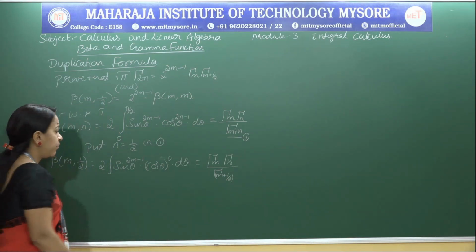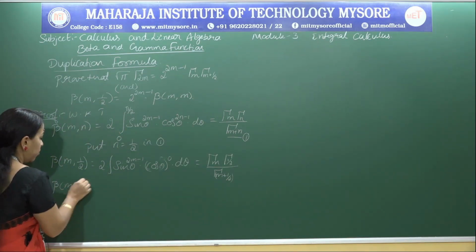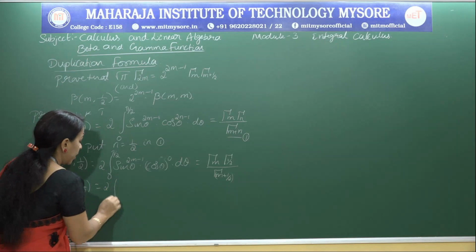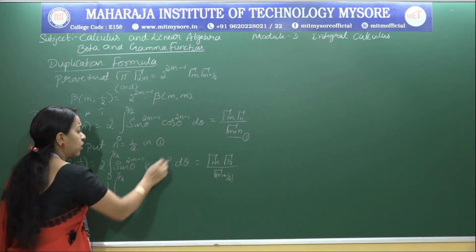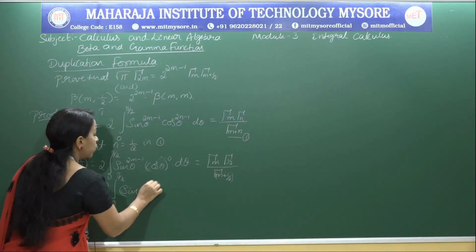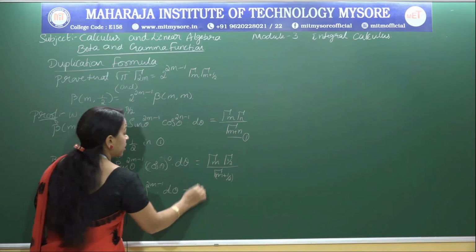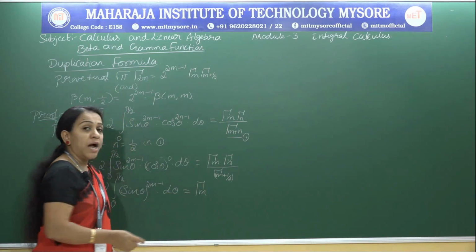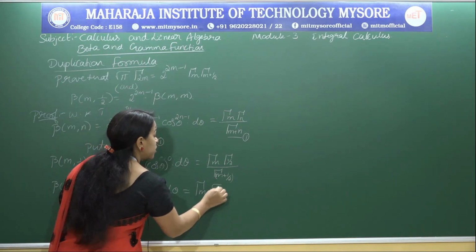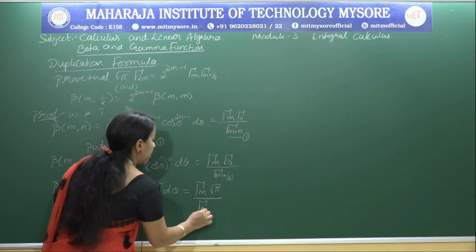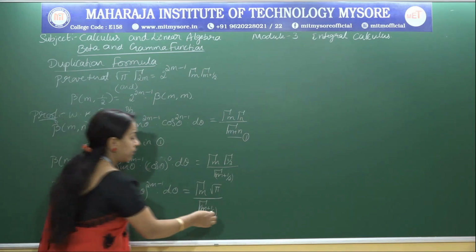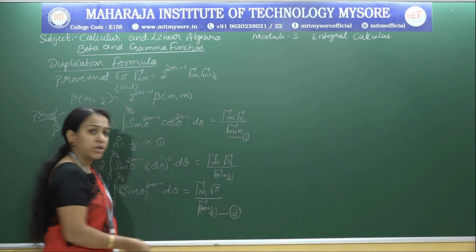So now simplify this, that is beta m comma 1 by 2 is 2 times integral 0 to pi by 2, cos theta to the power of 0 will be 1, so that we remain with sin theta to the power of 2m minus 1 d theta, which is nothing but gamma m into, and we know the value for gamma half, what we proved, that gamma half is root pi, divided by gamma m plus 1 by 2. So I call this equation 2.